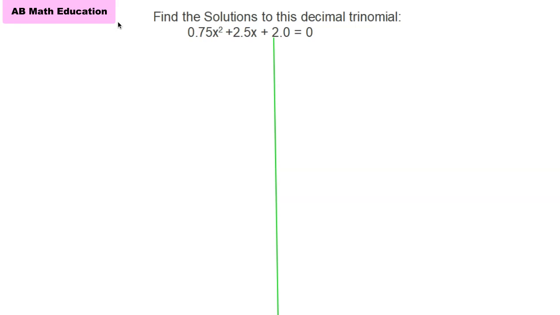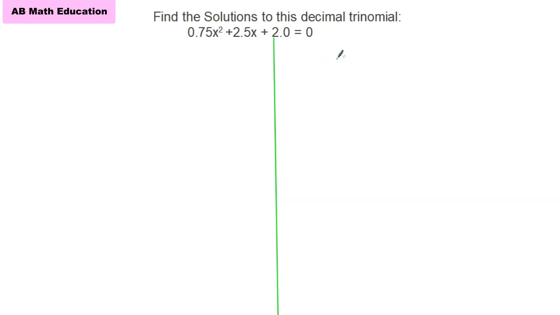Like the video. In this video we are going to look at how we can solve this decimal trinomial. When we talk about trinomial, that means three terms. It might look a little bit complicated for high school level students. You're going to use the quadratic formula and then the completing the square method to do that. So first of all, let's go ahead and use the quadratic formula.